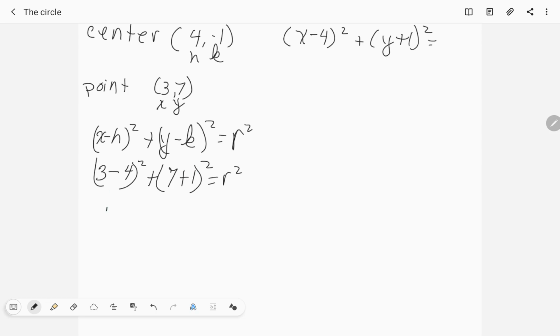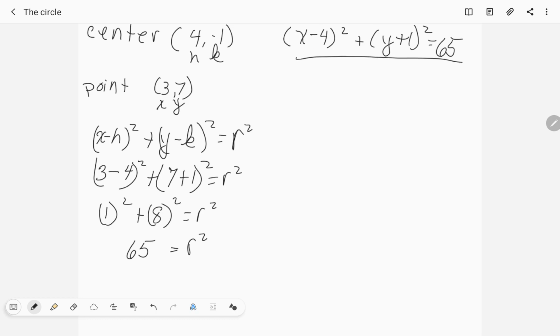So 3 take away 4 is -1, squared. 7 plus 1 is 8, squared, is equal to r squared. So r squared would be 64 plus 1, which is 65. So now I know what to put in here. So up here I've got standard form. That's standard form. They also want it in general form.